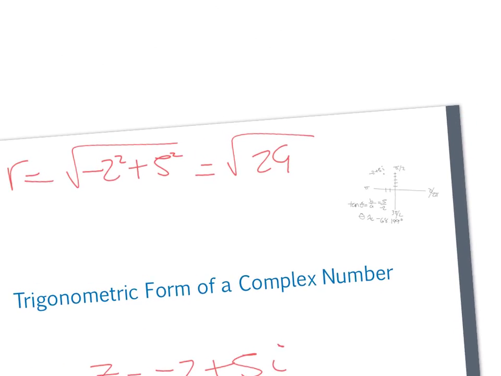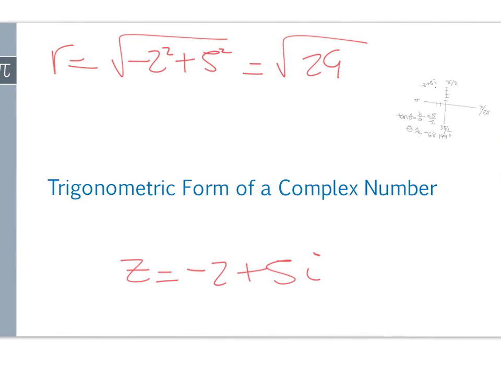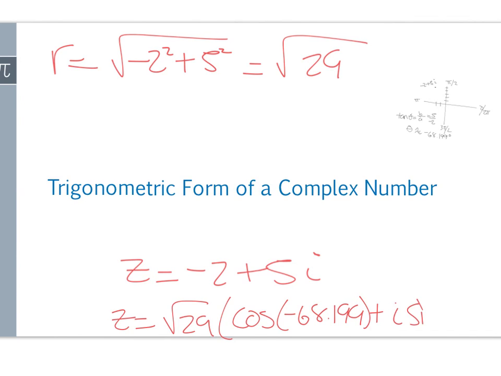and I can go ahead and express this in trig form. Z is equal to square root of 29 times cosine negative 68.199 plus I sine negative 68.199. And that was in degrees. So that would be the trig form of negative 2 plus 5i.